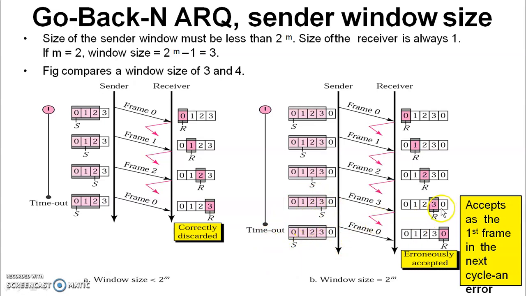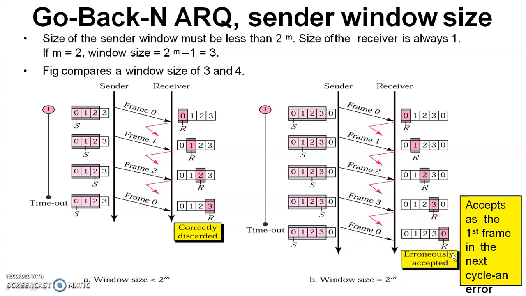So now after 3, because it had received all of them, it is expecting 0 of the second cycle. But because the acknowledgement was not received, the sender is sending 0 again. But this 0 is of the first cycle. So frame 0 is sent, but it is a wrong frame 0, which the receiver erroneously accepts. This is where it goes wrong.